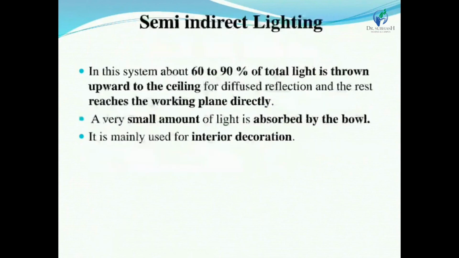Now the last one, the semi-indirect lighting. In this system, about 60 to 90% of the total light is thrown upward to the ceiling for diffuse reflection, and the rest reaches the working plane directly. A very small amount of light is absorbed by the wall. It is mainly used for interior decoration. Most semi-indirect lighting schemes are useful for interior decoration, inside the room decoration.